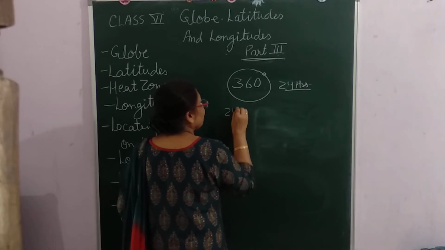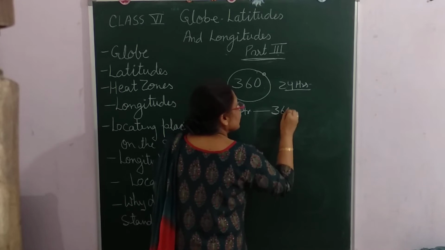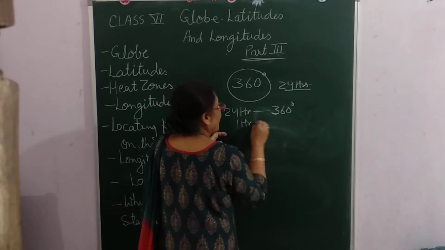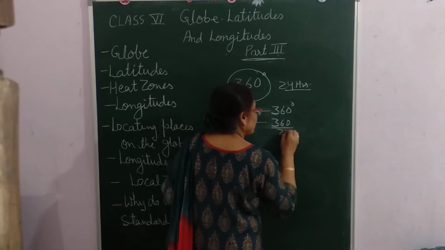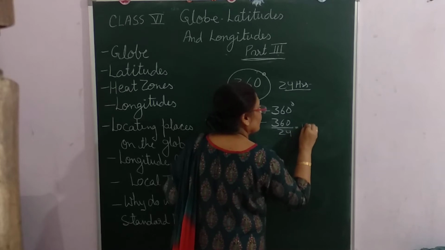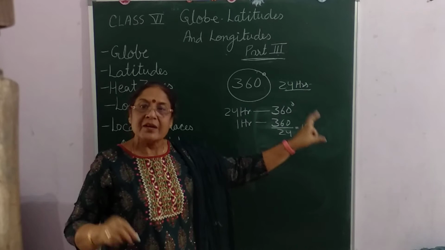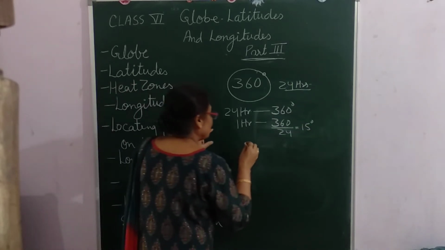When in 24 hours we complete 360 degrees of meridians, then in 1 hour how many degrees do we complete? 360 upon 24 is equal to 15 degrees. It means in 1 hour we will complete 15 degrees. Clear to everyone?